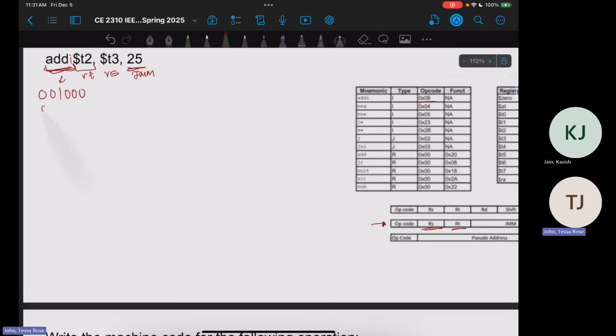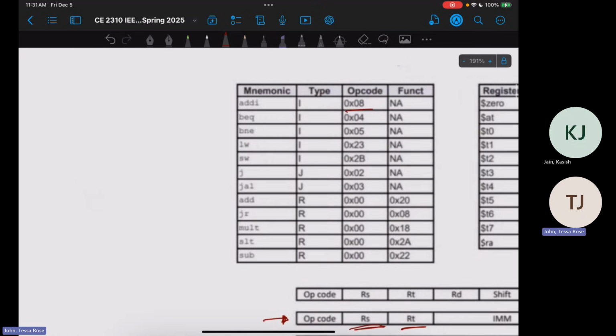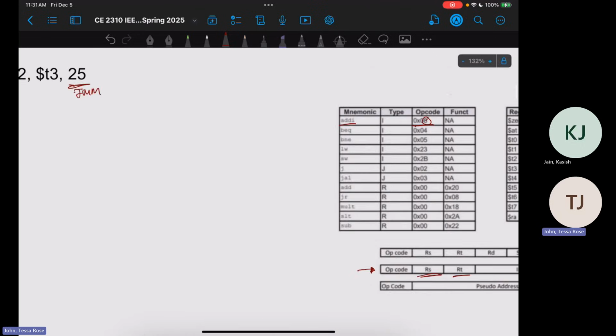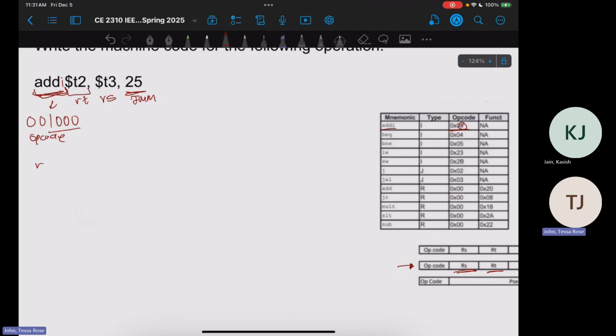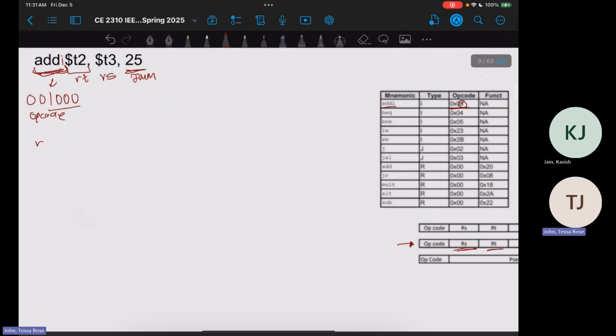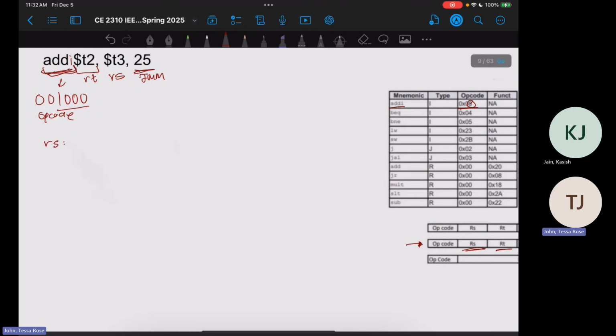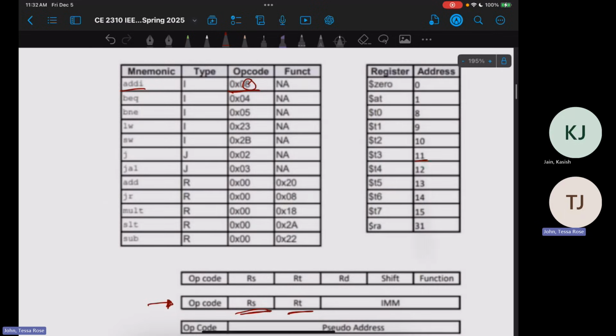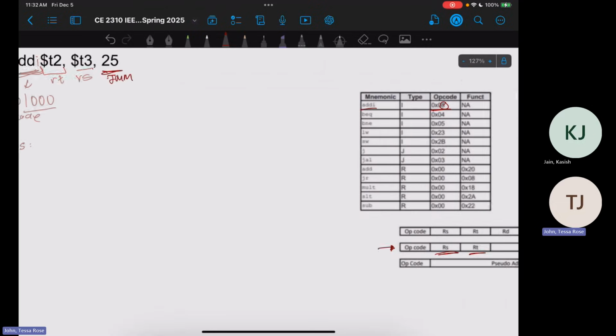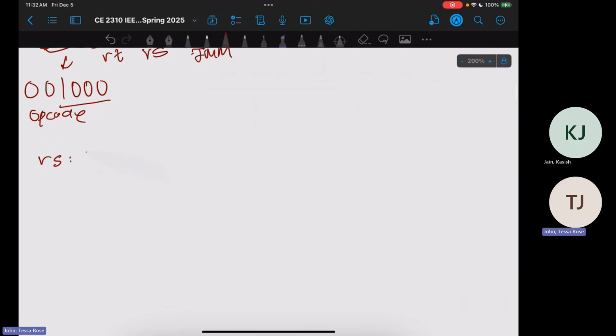So this is the opcode. The opcode for ADDI, from the table, is in hexadecimal, right? But it's 8, so opcode is 8 in binary, and you just add zeros to make it into 6-bit. It's like the padding that she was talking about. And RS, if you go back, it's T3. Again, it should be in the table. It should be given, 11. Again, you just write that as binary.